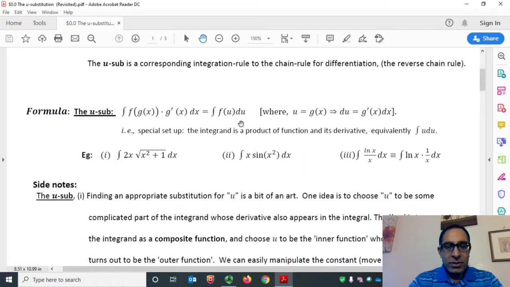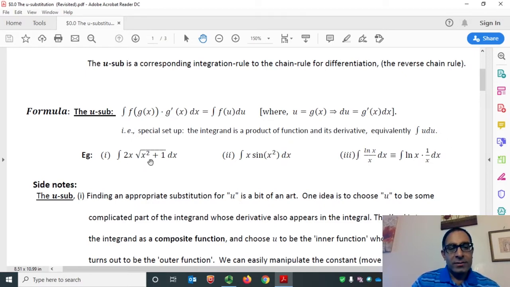So the main purpose of the U-sub is converting complicated integrals to nicer integrals which are easily integrable. Quick examples. Example 1, 2 and 3. So 1, integrate 2x times the radical of x squared plus 1.